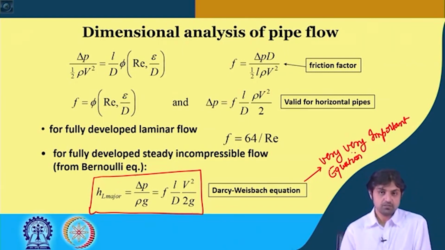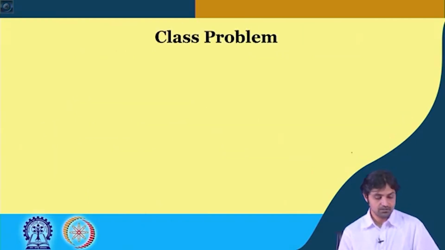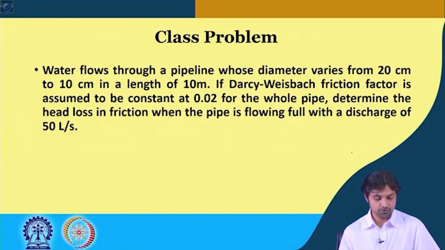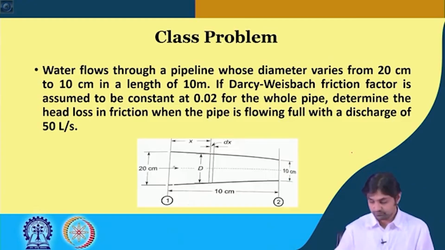So, how do we estimate F? If we would know Reynolds number and epsilon by D, the recipe would be available to find out the friction factor F. So, before going to how to find out this epsilon by D, I have a small class problem which we are going to solve.